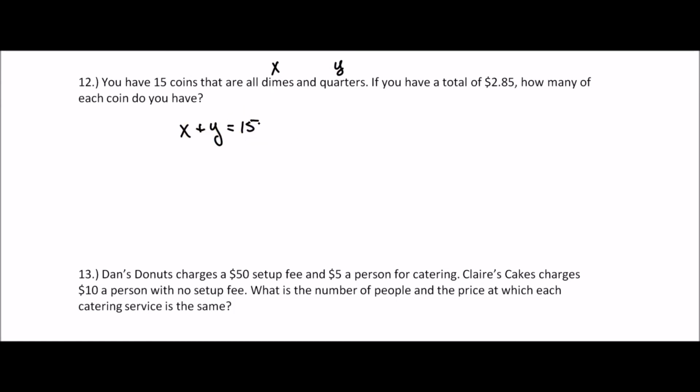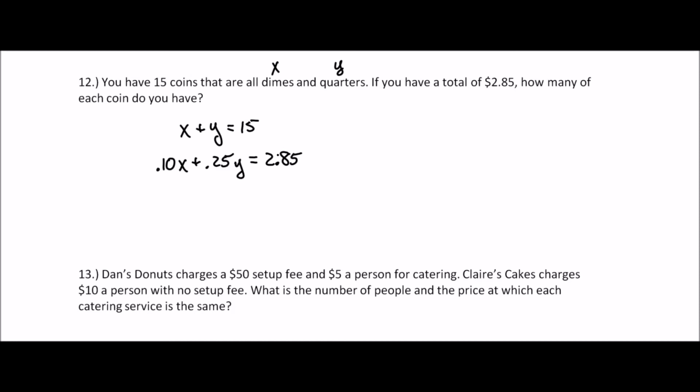And now think about how much money I have. It's 10 cents per dime, so 10 cents is like 0.10, plus 25 cents per quarter, so 0.25 per quarter, equals the total amount of money, which is $2.85. And so you notice the structure to some of these is pretty similar, where we did this plus this equals the total number, and then the cost of this plus the cost of this equals the total cost. It's the same thing as what we did in the last example.